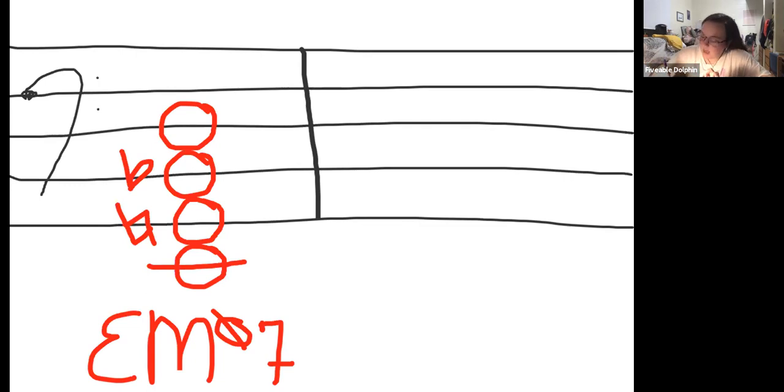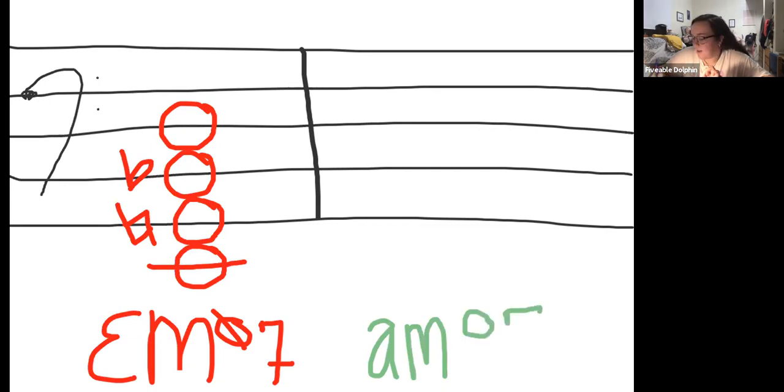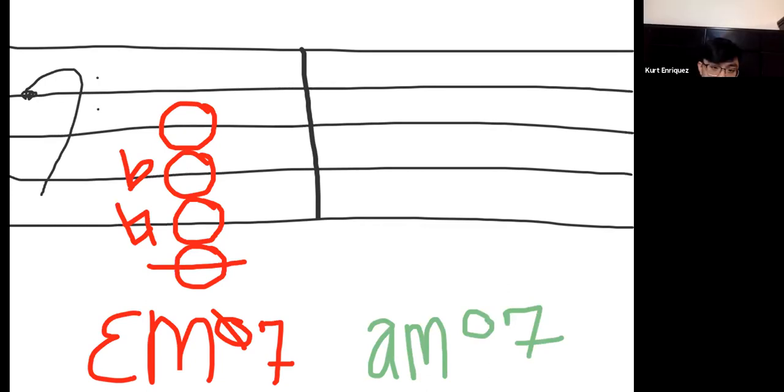So we have an A, notice how I'm using a lowercase a for minor, A minor, diminished, seventh. So this one's fully diminished. That's also in bass clef. Yep.